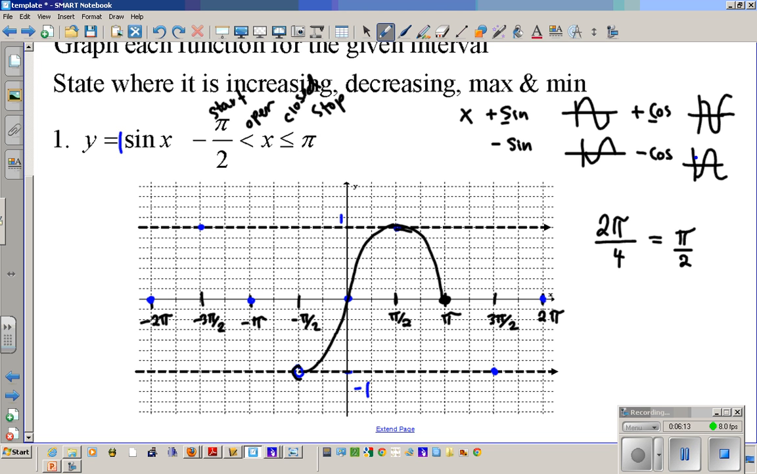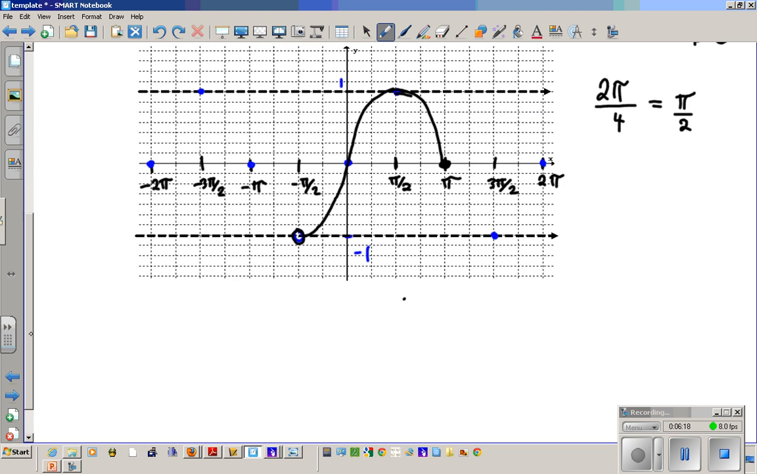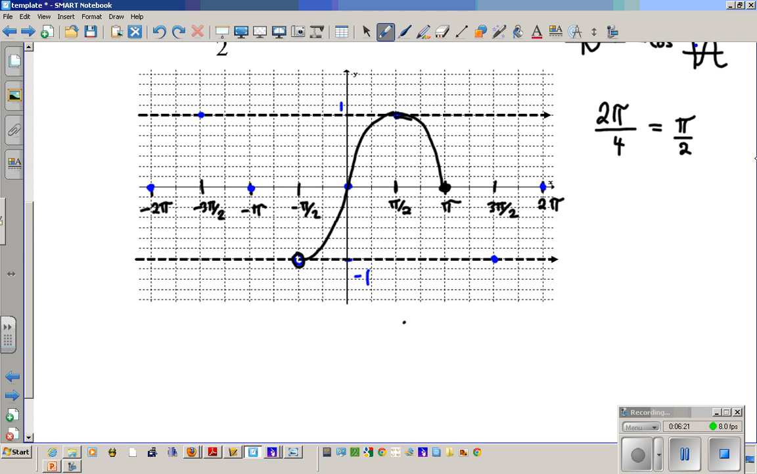Alright, let's analyze this creation that we have just done. Where is it increasing? Where is it decreasing? Where is the maximum? Where's the min? It's increasing where the ant is going up. So where's the ant going up? It's going up from negative pi over 2 all the way to pi over 2 because it's walking uphill, and then it reaches the maximum. So it's increasing from negative pi over 2 all the way to pi over 2. The reason I have a bracket and parenthesis here is because you have an open circle.